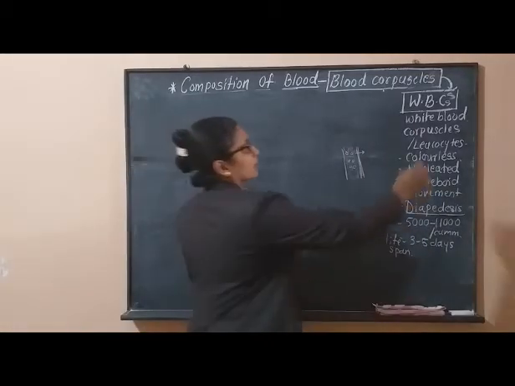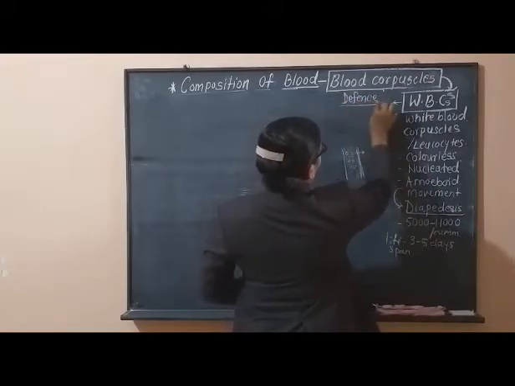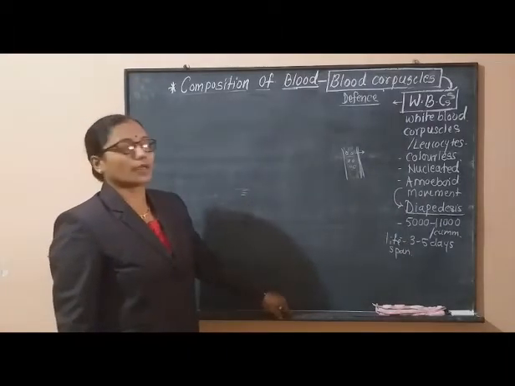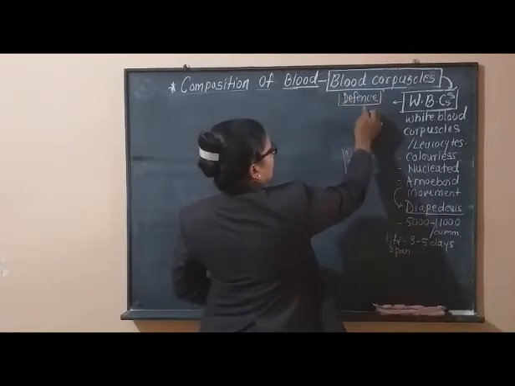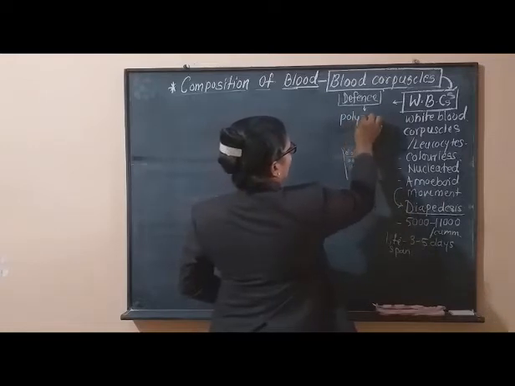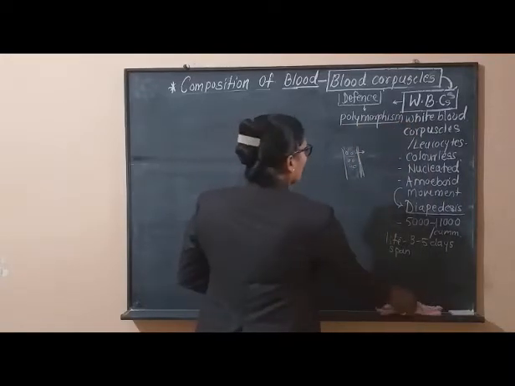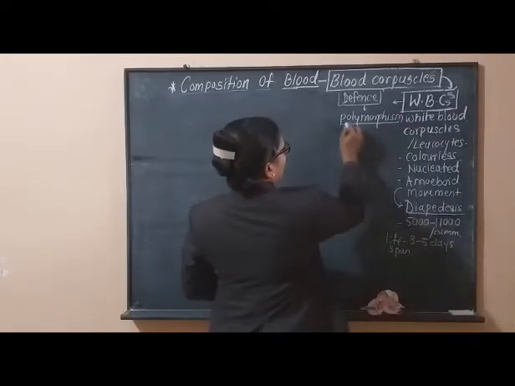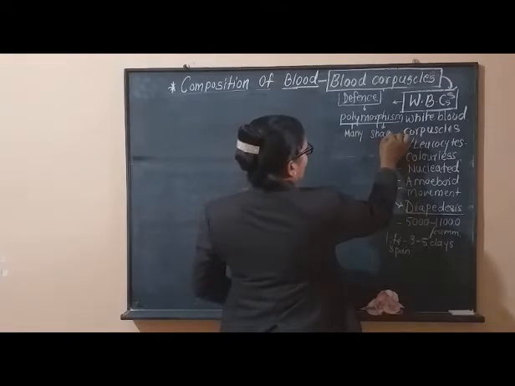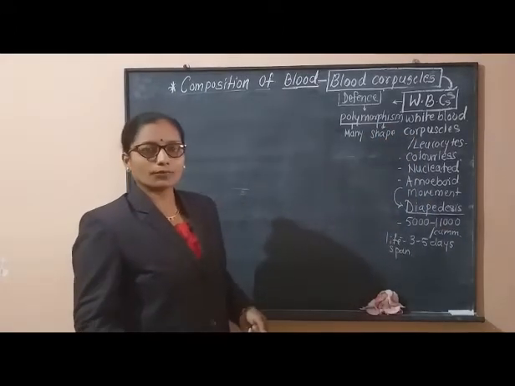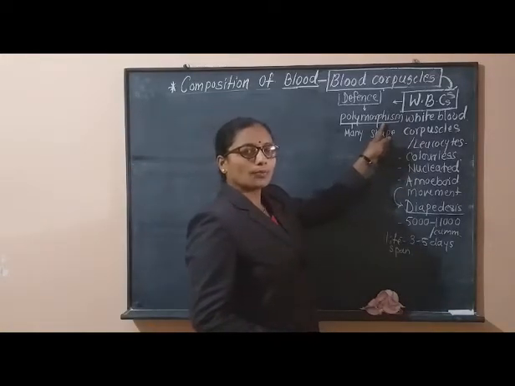Now these WBCs are involved in the defense mechanism. Which mechanism? Defense mechanism, and they protect our body from different infections. Because these WBCs show a property called polymorphism. Now polymorphism means what? Poly means many or different, and morph means shapes. These WBCs are present in different forms, that is all types of WBCs. Hence, WBC shows the property of polymorphism.